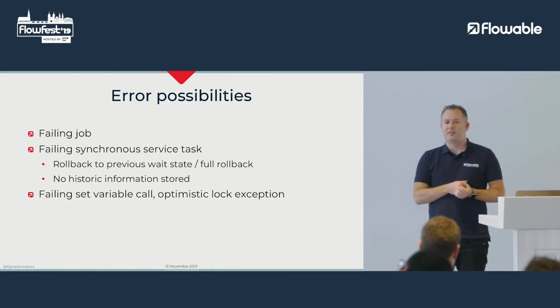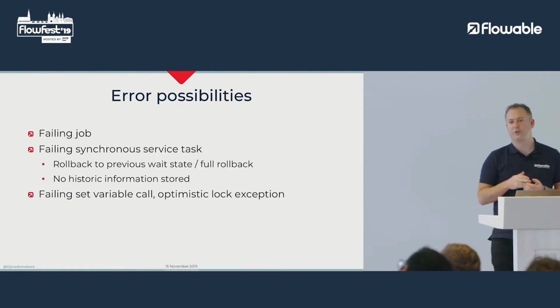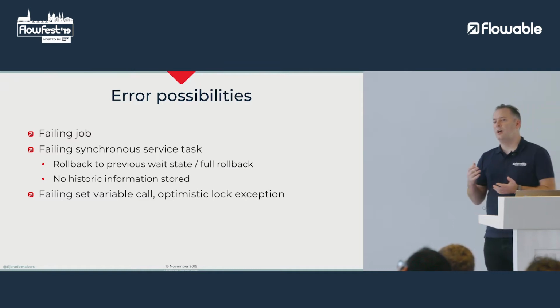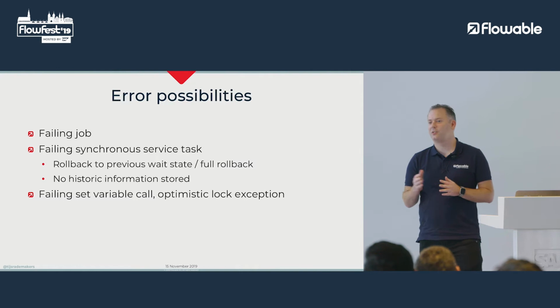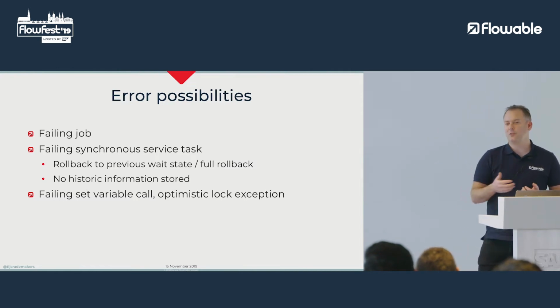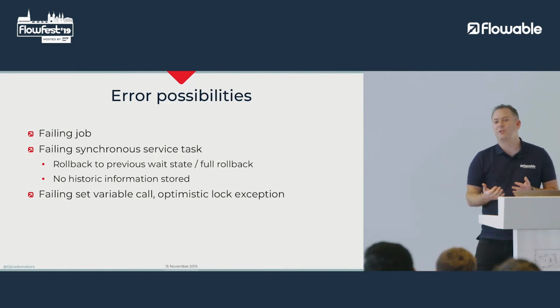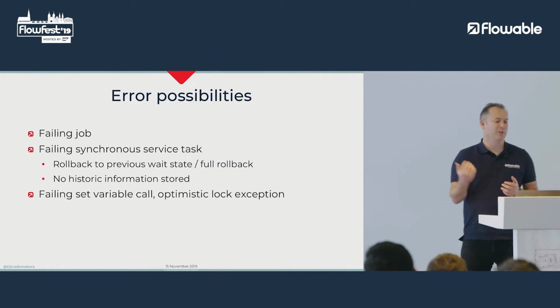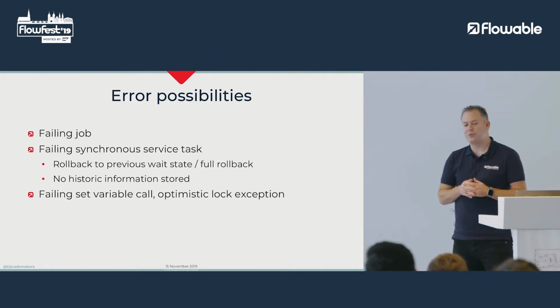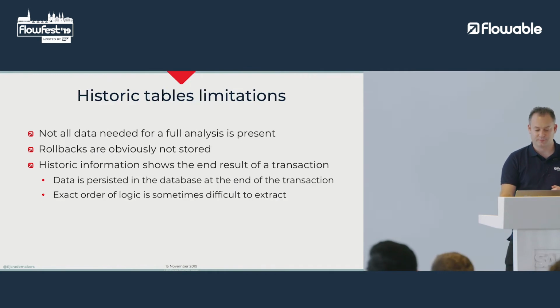Another one that is quite difficult to look into is, for example, setting a variable while there's also some other logic executing for that process instance or case instance, and you get an optimistic lock exception, which happens when something happens at the same time for the same instance. It can be setting a variable, it can also be something else, of course. But those kinds of things can happen in the execution.